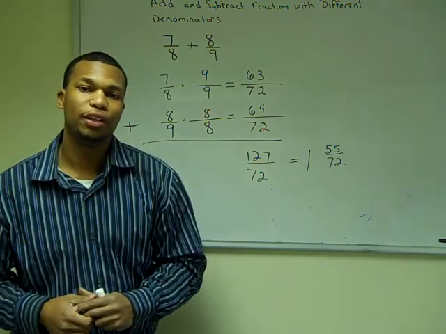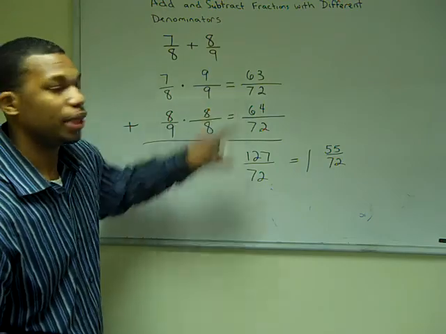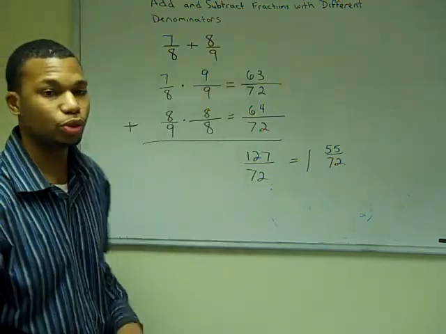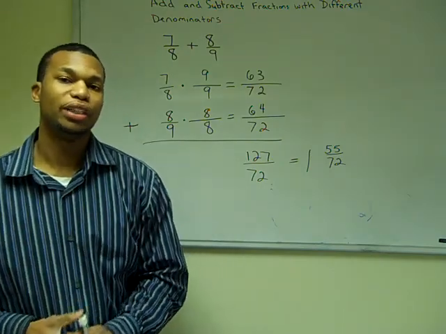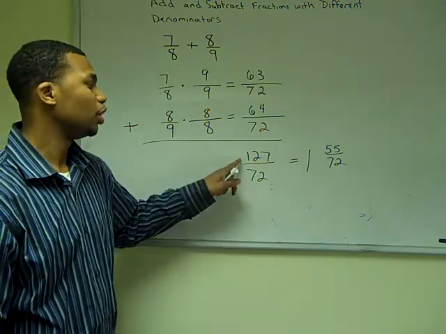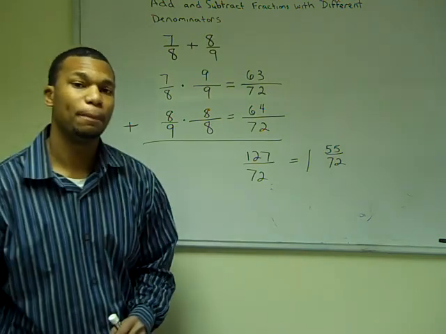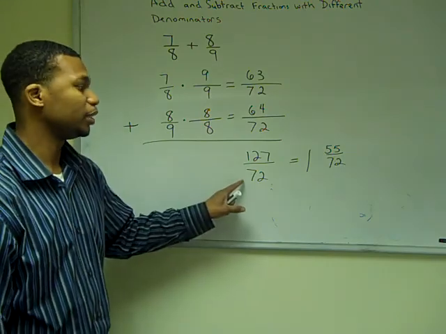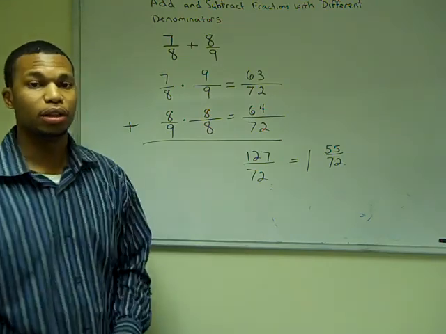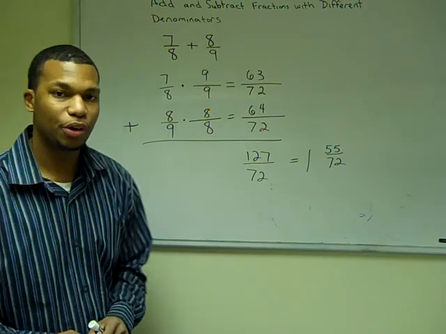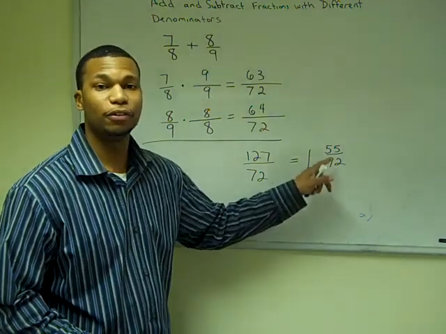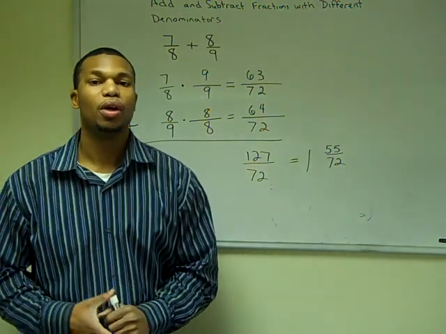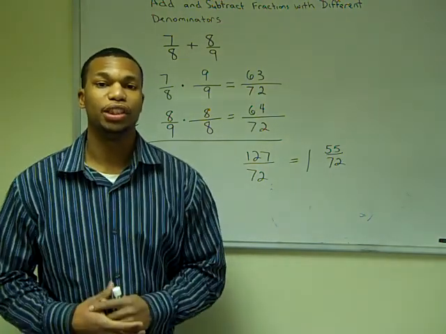Now that we have our equivalent fractions with common denominators, we can now add them. 63 plus 64 equals 127. So our answer as an improper fraction is 127 over 72. Now using the conversion techniques, we can convert this improper fraction into a mixed number. If we converted it into a mixed number, our answer would be 1 and 55/72. This fraction is non-simplifiable, so we do not have to apply the prime factorization principle.